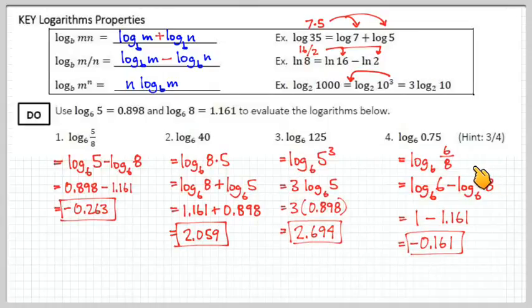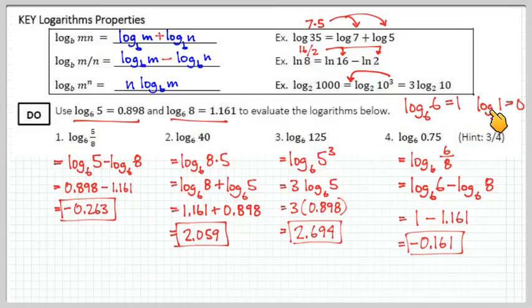Now this last one here was a little trick, or not a trick I should say, but even though you were given two specific log values, there are two other ones that you should always know, even if they're not given to you. Log base 6 of 6 is always equal to 1, and log base 6 of 1 is always equal to 0. So log base of the base is always 1. Log base of 1 is always 0. You can use that as well in your arithmetic. So you have log base 6 of 6 over 8, which is 0.75. We could turn that into the difference of two logs and then get our answer.